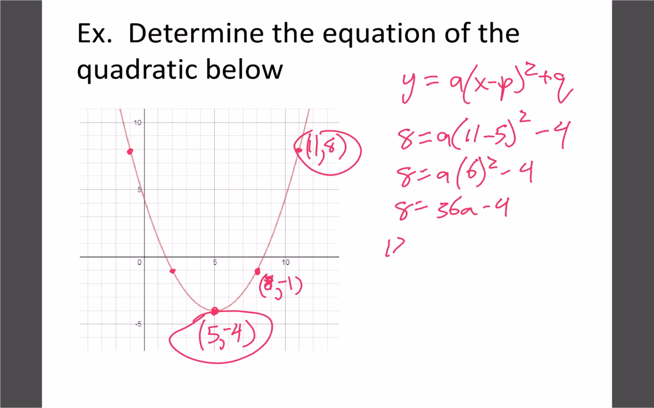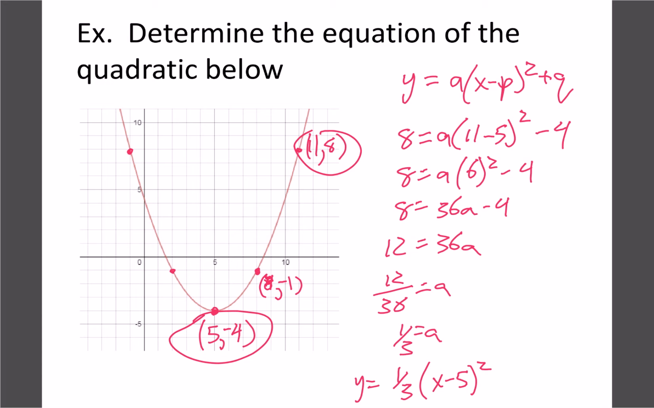Let's bring the 4 to the other side. So 8 plus 4 is 12. 12 divided by 36 will equal 1/3. So from that, we know our equation then is going to be 1/3 times (x minus p, which is 5) squared, minus 4 for our q.